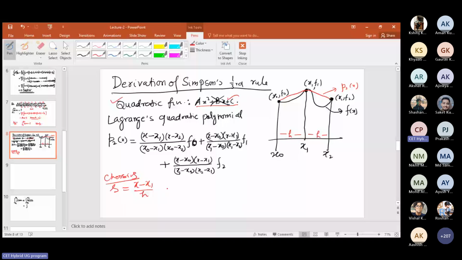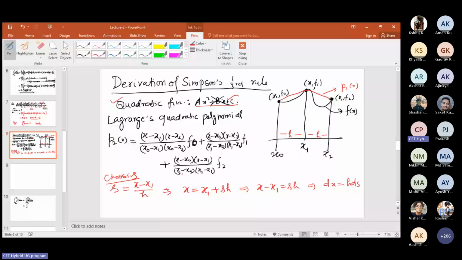So this will mean that x equals x1 plus sh, or this will also mean that x minus x1 equals sh, and this will also mean that dx equals h ds. So that I can transform the integral variable. This is the reason why I am choosing it in this manner, because I want to change the integration.